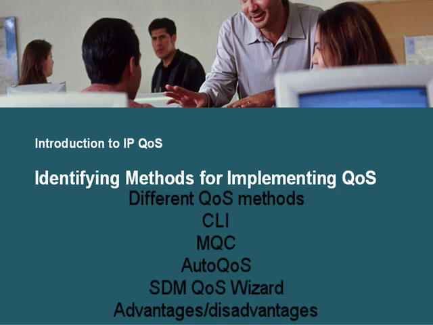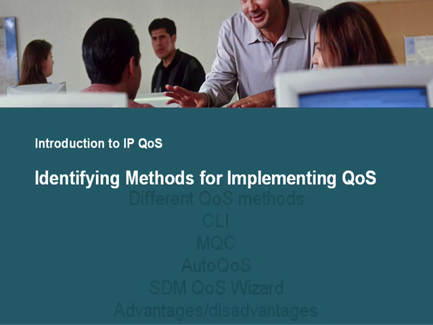Upon completion, we'll be able to list and describe the benefits for configuring and monitoring QoS on a network, and we'll be able to explain the command line interface method of configuring QoS. We'll also be able to explain the modular QoS command line interface, or MQC, method for configuring QoS. We'll look at Cisco Auto QoS, and we'll look at the Cisco Security Device Manager QoS wizard. Finally, we'll be able to identify and explain the advantages and disadvantages of each of these four methods.